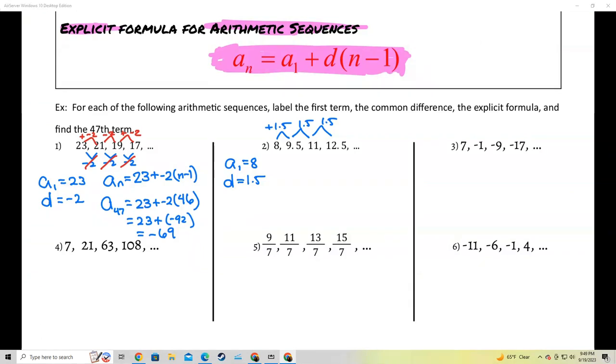Now I'm going to use my formula so that way I can get any term I want. What's the formula? The formula is a sub n is equal to my first term. My first term, we said, was 8 plus the next part, my common difference. My common difference, I said, was 1.5 times n minus 1. Well, we're going to go ahead and leave it as n minus 1 for right now.